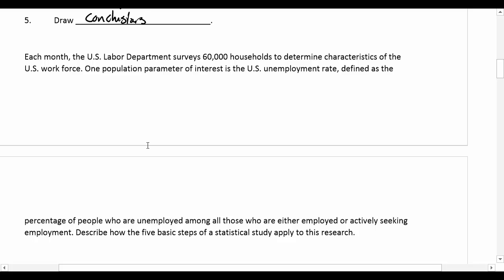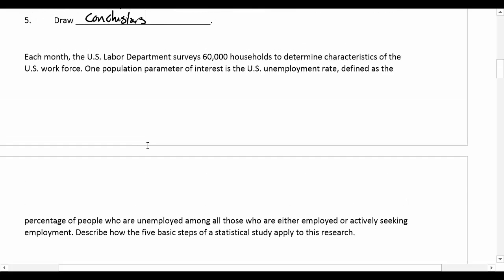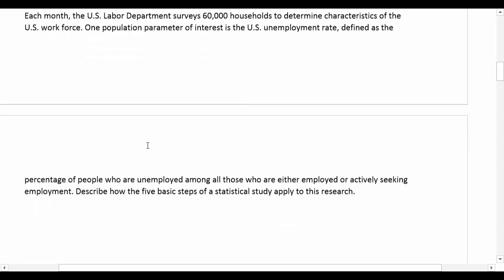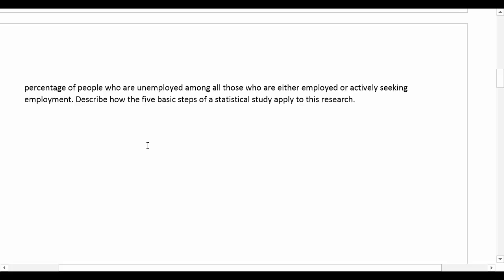Each month, the U.S. Labor Department surveys 60,000 households to determine characteristics of the U.S. workforce. One population parameter of interest is the U.S. unemployment rate, defined as the percentage of people who are unemployed among all those who are either employed or actively seeking employment. Describe how the 5 basic steps of a statistical study apply to this research.